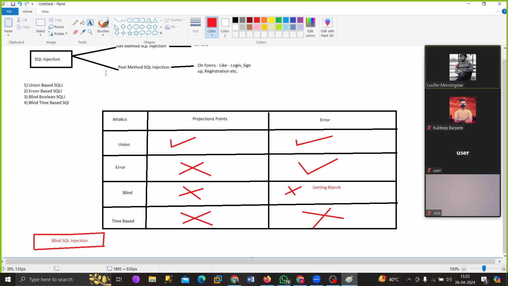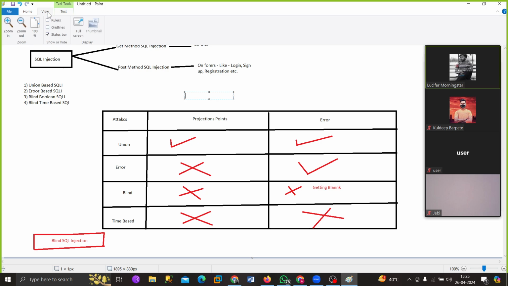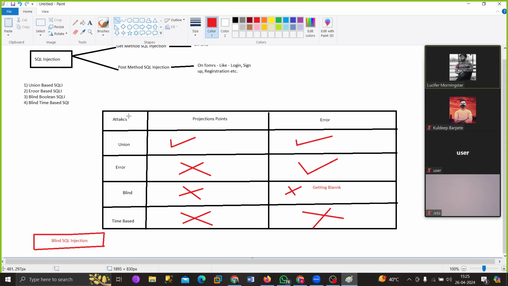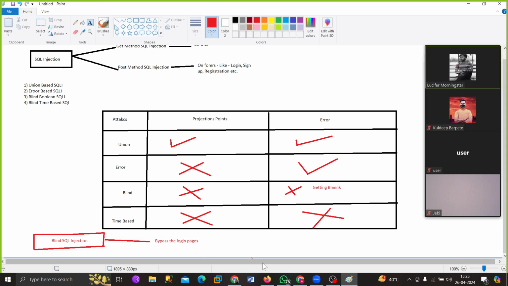These are the methods to extract the data, get method, post method, or anything. These are the methods to extract the data from the database. Blind SQL injection is to bypass the login pages. You got the difference? Okay. These are the very simple differences.